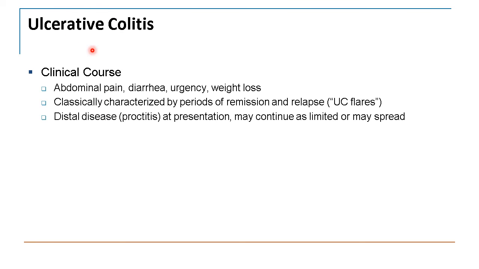Clinically, ulcerative colitis presents with abdominal pain, diarrhea, urgency, and weight loss. It is classically characterized by periods of remission and relapse, which are called ulcerative flares. Distal disease or proctitis at presentation can occur and may continue as limited or may spread.